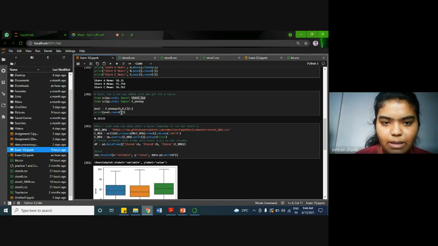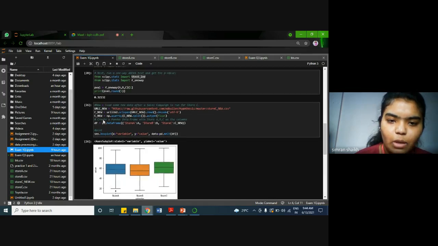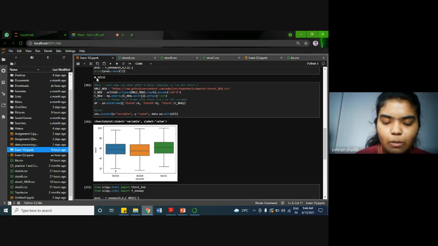Now here we are taking about 5 round up. So we are getting 0.32132. Okay, so this is our p-value for ANOVA. Now here we are going to add some new data set to this and see.